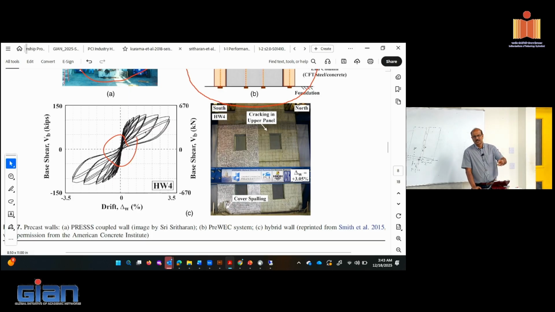When you go into a new system or you use UHPC or some other material, don't just create something and say, okay, I want this to look like this. It doesn't have to.